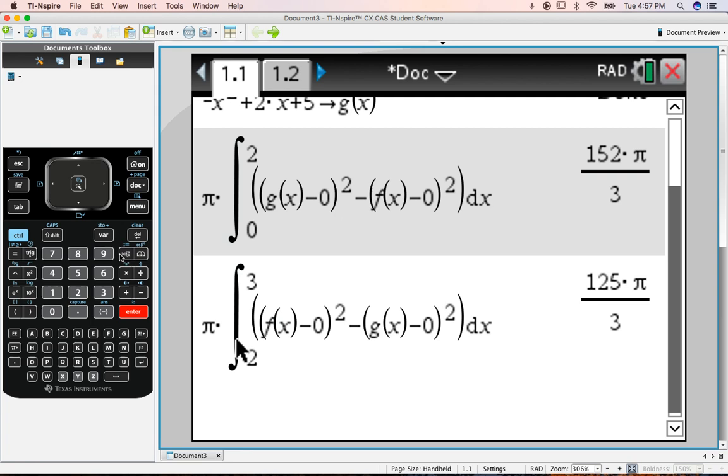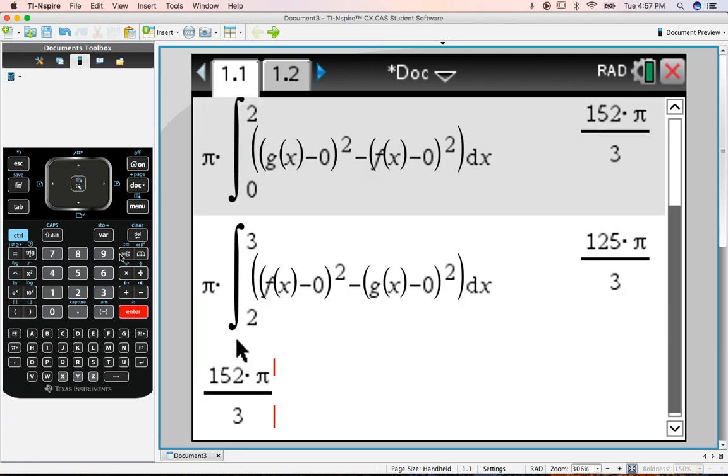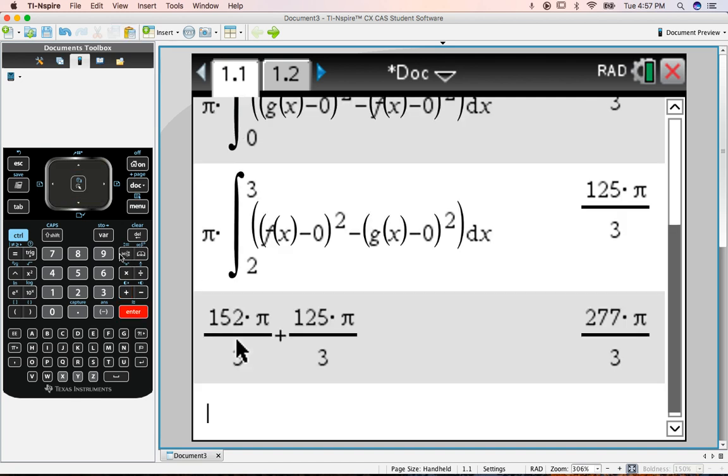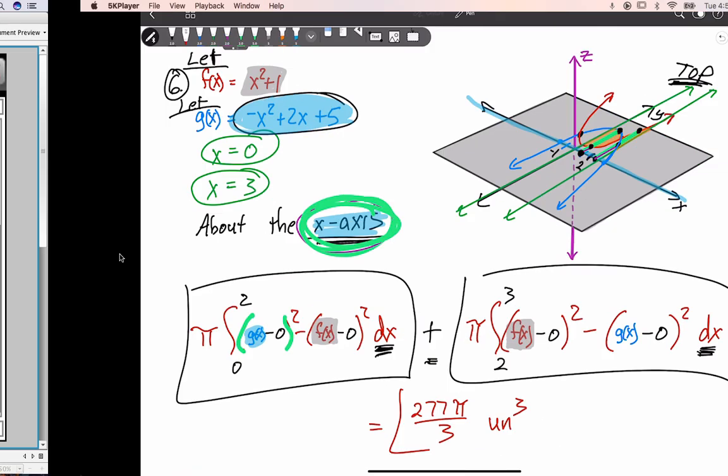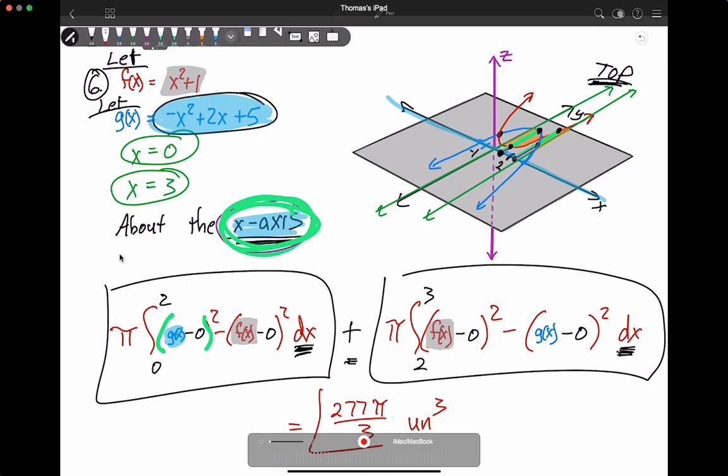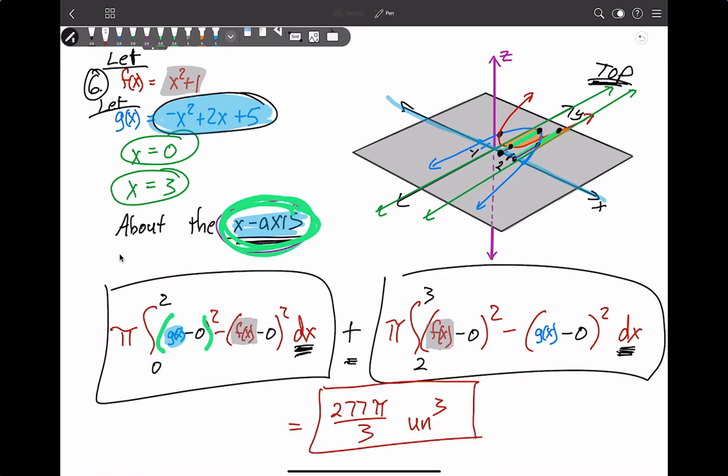And we get that. So now if I press enter to copy it and then add, scroll up, press enter to copy this, my final answer for this particular example would be 277. I'm going to write this over here on this other page, pi over 3 units cubed. Okay, so let me show you that. 277 pi over 3 units cubed.